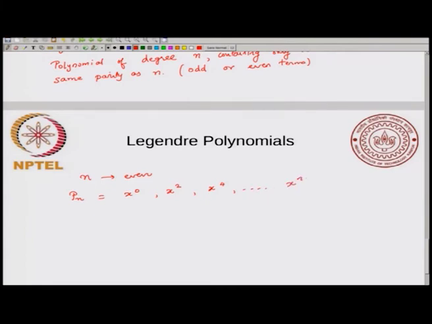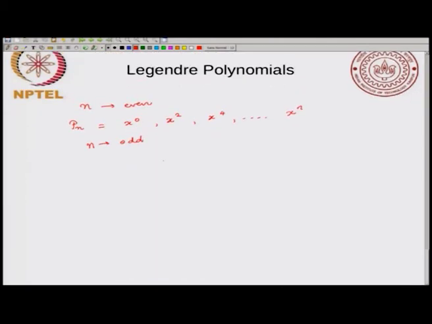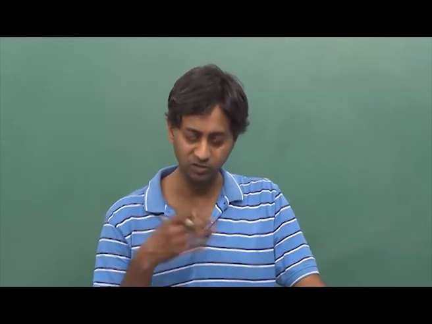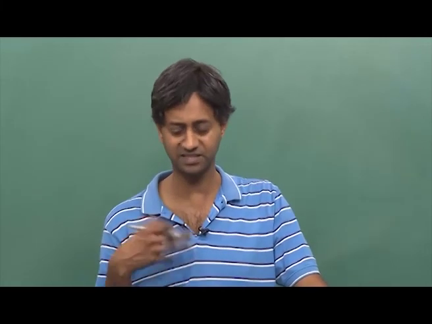If n is odd, then Pn will have terms of x to the power 1, x to the power 3, x to the power 5, and so on up to x to the power n. So it will be a polynomial that contains only one type of terms. In the next class we look at some of the properties of these polynomials. We look at what the forms of these polynomials are, and we will investigate some of their properties. Okay. Thank you.